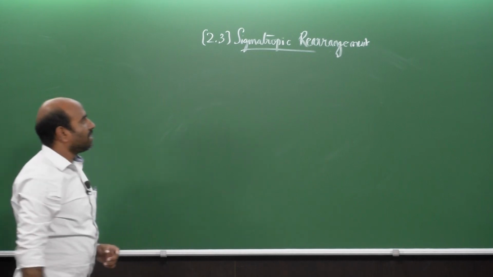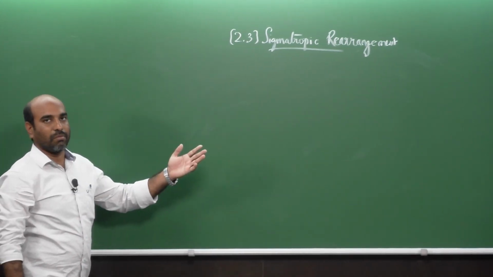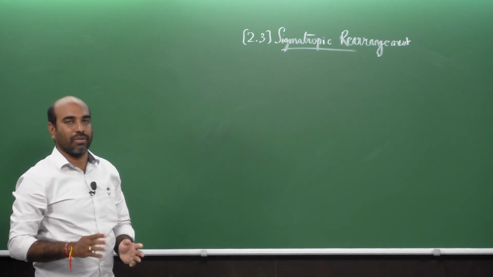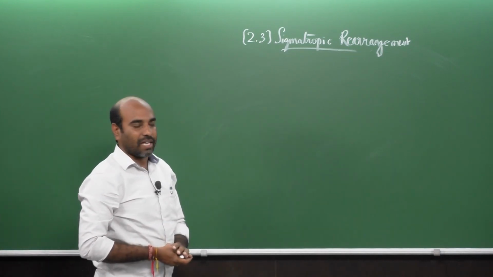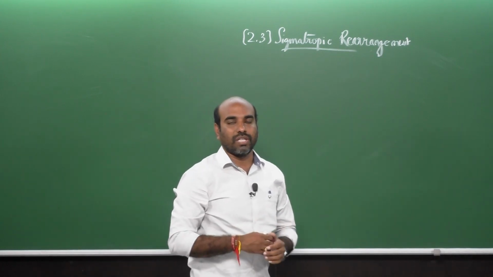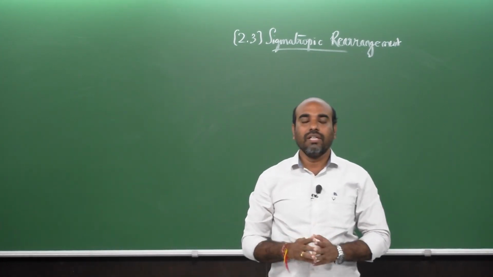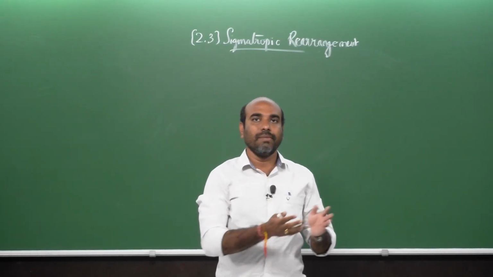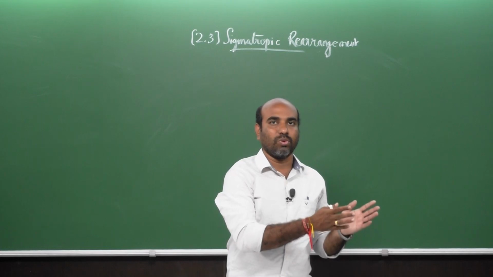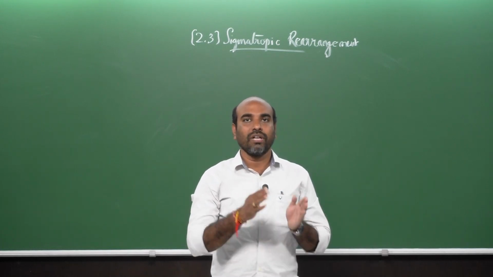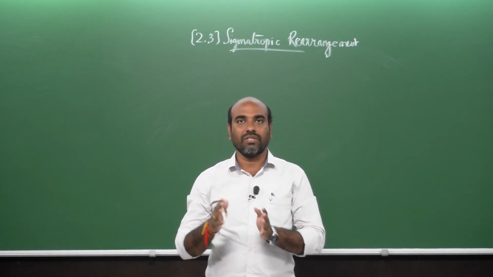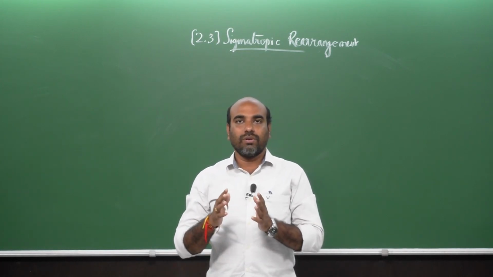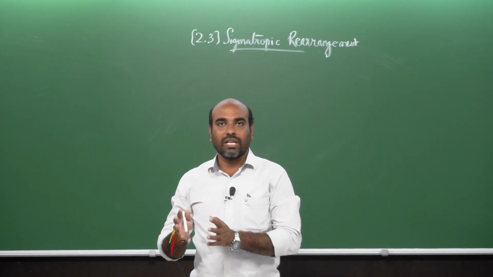Here the sigma bond migrates so that its new location is the second and third position within the same molecule, via a cyclic concerted manner. How can we define this 2,3 sigmatropic rearrangement reaction? It is also a thermal sigmatropic rearrangement reaction, similar to the 3,3, that is the Cope rearrangement or Claisen rearrangement. It is also a thermally driven sigmatropic reaction, and it is symmetry allowed under thermal conditions.